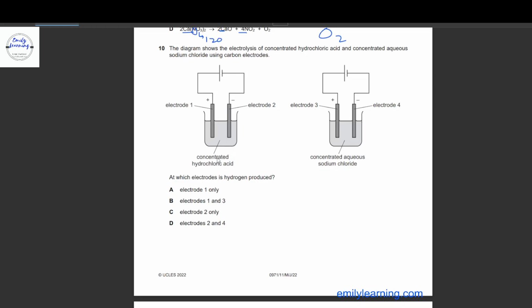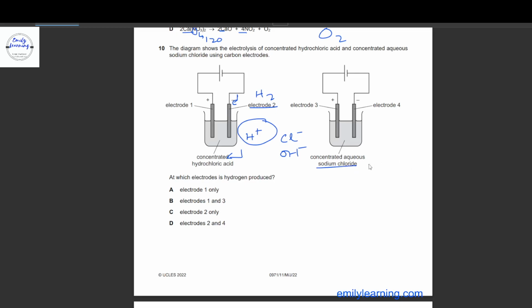If you look at concentrated HCl, we know that it has both H+, Cl-, as well as OH- from water. Because there is only one cation, at the cathode, which is here, only H+ will be discharged to form hydrogen gas. So for this electrolyte, electrolyte 2, we will have hydrogen being produced.